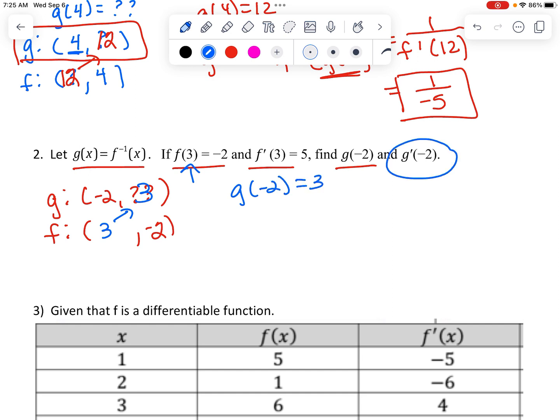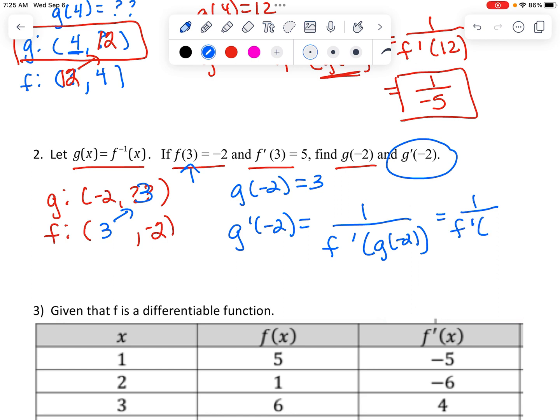Now let's find the derivative of the inverse. So the formula for the derivative of the inverse is 1 over the derivative of the original function evaluated at the inverse. And then I have 1 over f prime of g of negative 2, which is 3. And f prime is given as 5. So there's my derivative of the inverse.